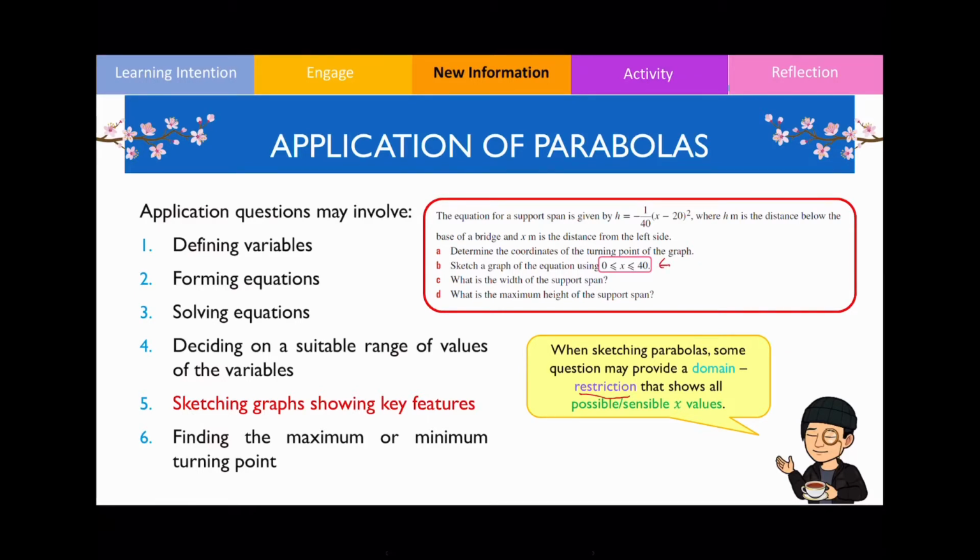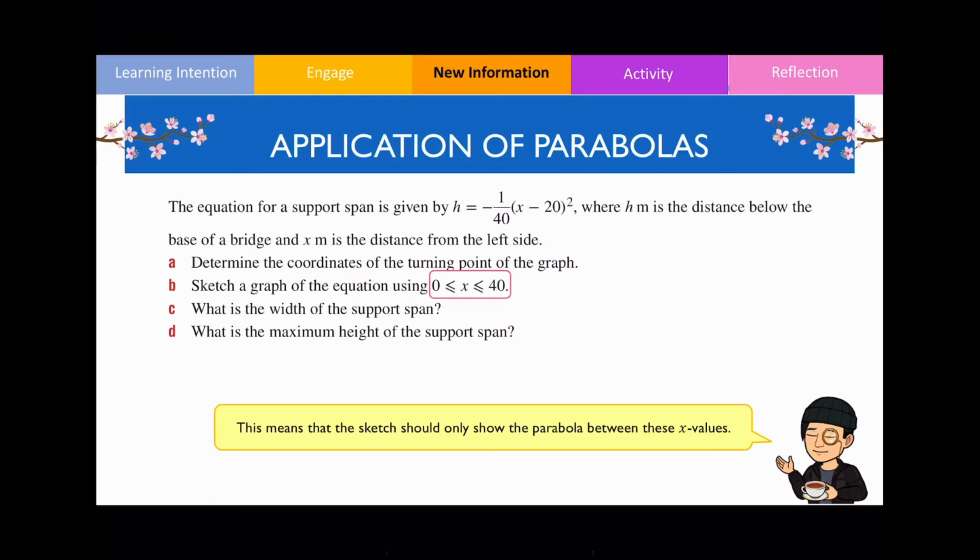If you're sketching this particular graph, you're only trying to draw it from 0 to 40. Usually when you're drawing it, this is how you might draw it, but because it's given you a domain, you don't want to show any values that are less than 0 or any values that are greater than 40.